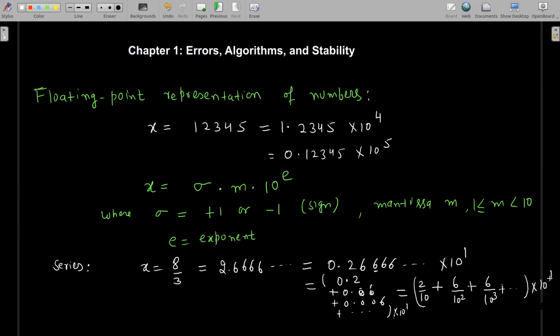Writing numbers in powers of 10: like if you want to write 100, there are various ways to write it. You can say this is 0.1 multiplied by 10 cube, and so on. So, first, floating point representation means decimal representation of numbers.